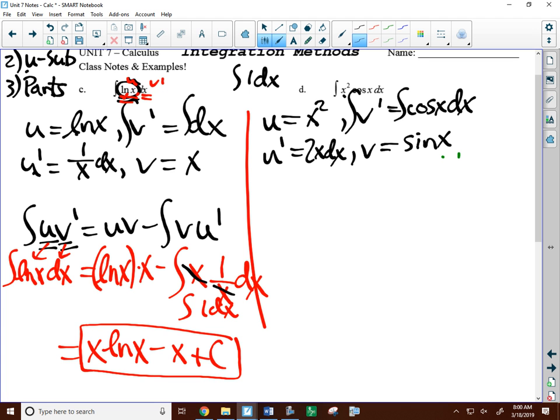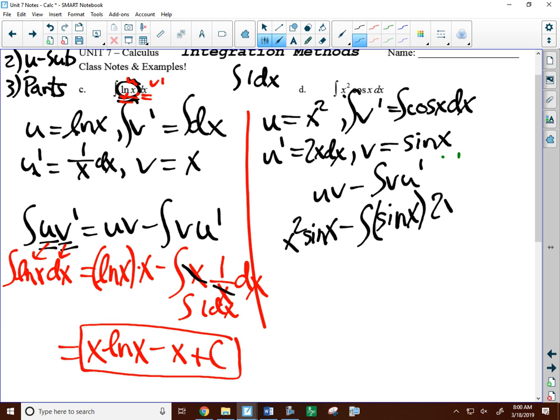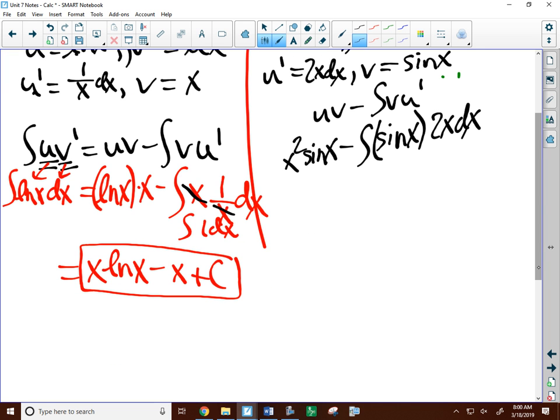All right, so I'm just going to write the right side of the formula here. It's going to be uv minus the integral of v u prime. So I'll fill in u, x squared, v is sine x, minus the integral of v, sine x, u prime is, let me put this in parentheses, 2x dx. I'm going to take another step. Let me just rewrite this so it's in a little better order. So I got x squared sine x.